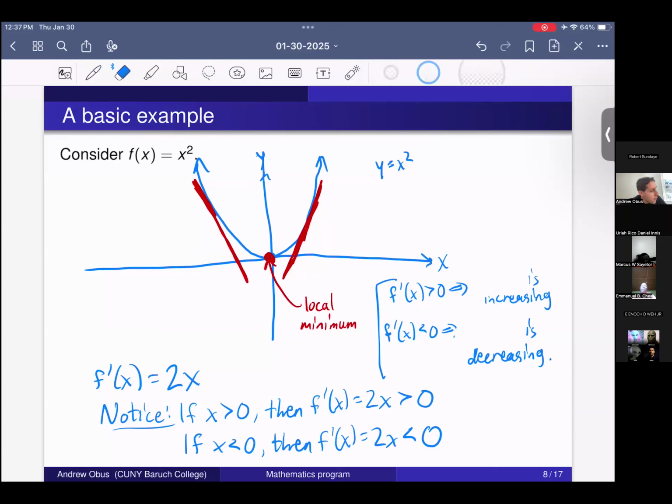So if f prime of x is greater than 0, that means that the original function, f of x, is increasing. And if f prime of x is less than 0, this means the original function, f of x, is decreasing.